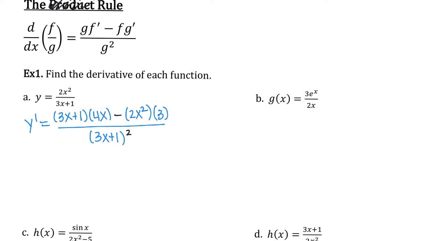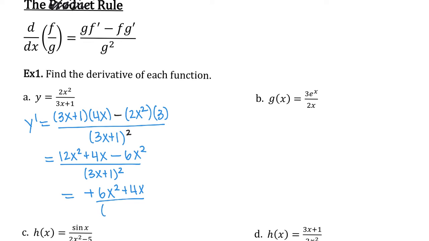Okay, but no, I'm going to simplify this now. What simplifies? Let me distribute the numerator and bring down what's left. I'm going to leave the denominator factored because it's more likely to be useful that way. Positive 6x squared plus 4x over 3x plus 1 squared. I see the numerator could factor, but it's not going to be useful to factor it, so I'm going to go ahead and leave it like this.